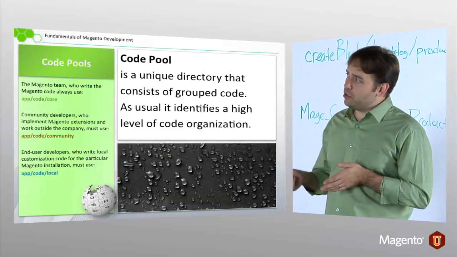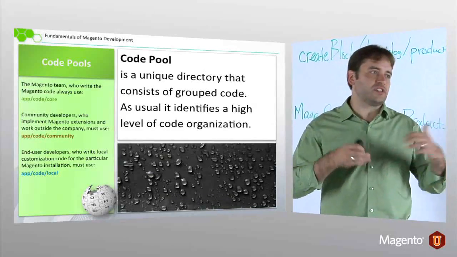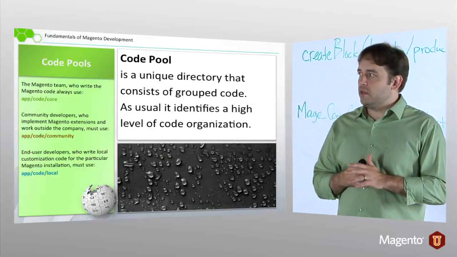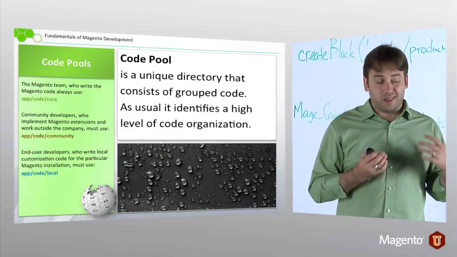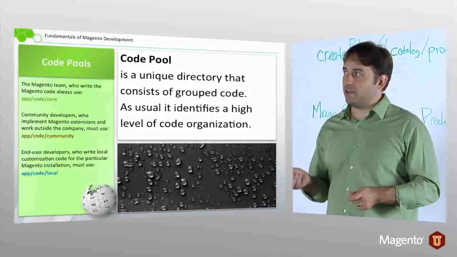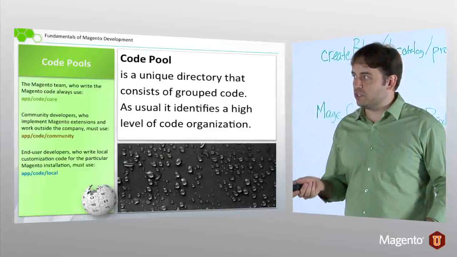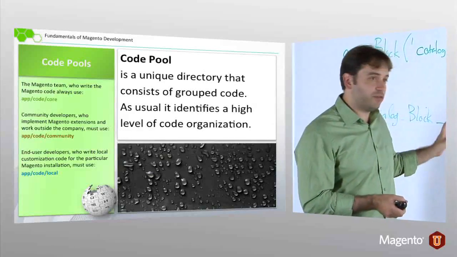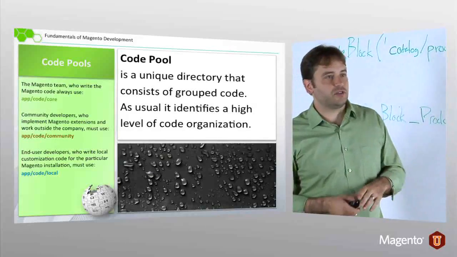Generally, community is for released extensions, released modules that are out there for more than one person. Local will be where you'll be doing a lot of your own work. Effectively, they're all just places in the file system. It just so happens that the system looks in local first, then community, and then core as far as finding files goes.